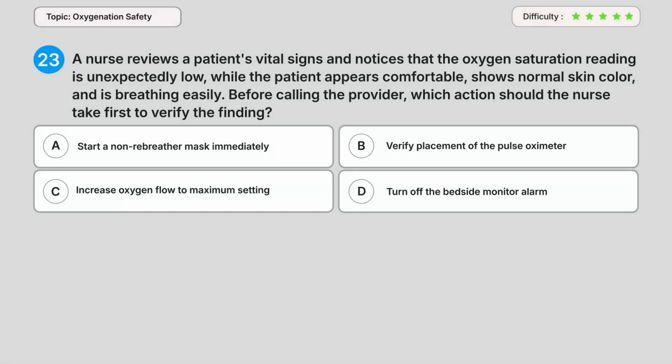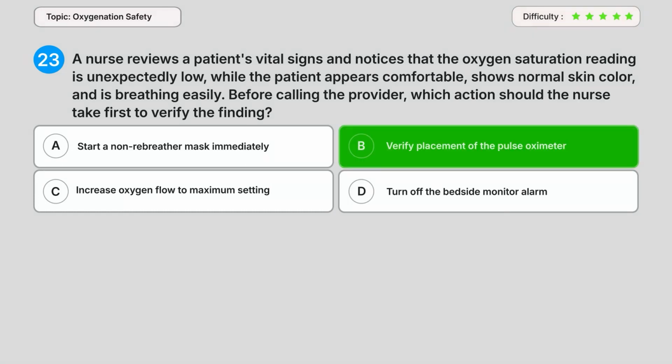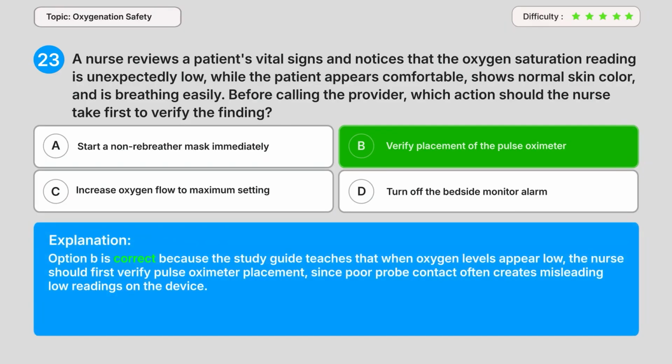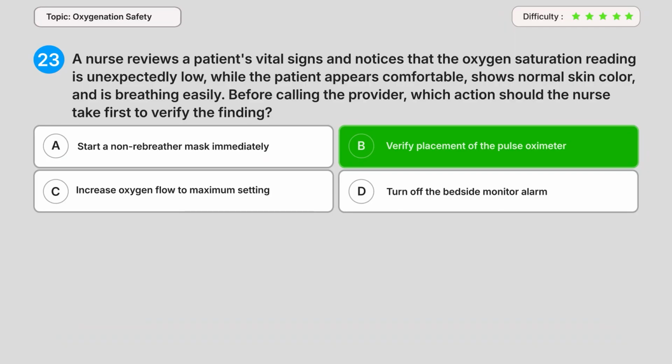Correct answer: B. Verify placement of the pulse oximeter. Option B is correct, because the study guide teaches that when oxygen levels appear low, the nurse should first verify pulse oximeter placement, since poor probe contact often creates misleading low readings on the device.